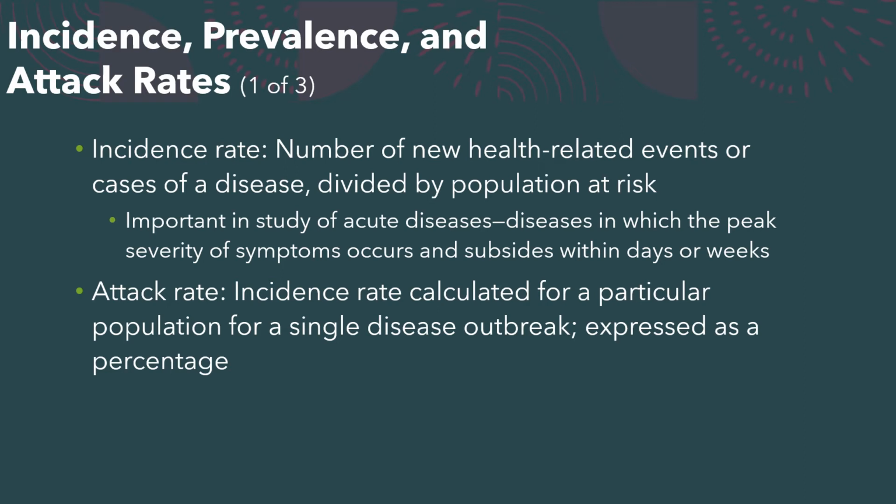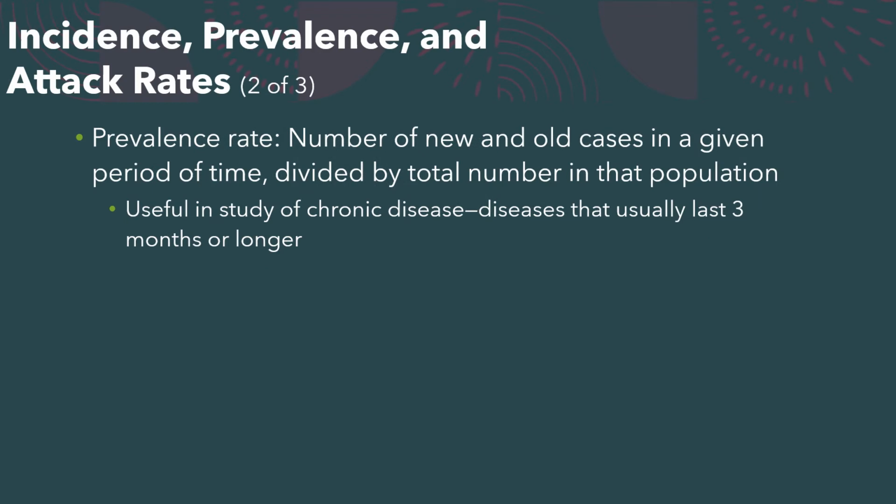So let's talk about an outbreak of salmonella related to eating undercooked eggs, for example. The incidence rate would be the number of new cases of salmonella in the population over a particular period of time. And it's very similar to attack rate.